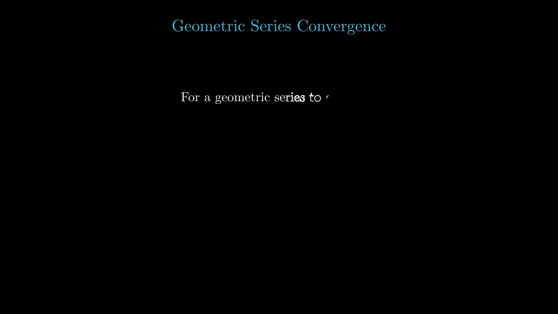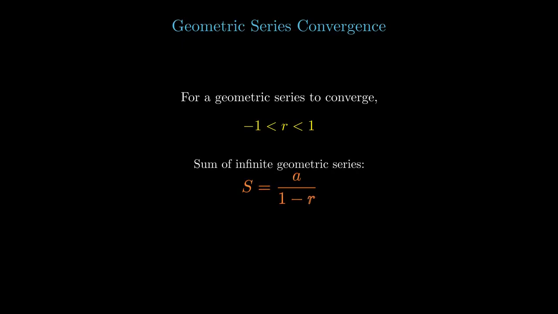What's the sum of the series 1, 1/2, 1/4, 1/8, and so on? The first term is 1, and the common ratio is 1/2. Plug it into the formula, 1 over 1 minus 1/2. That equals 1 over 1/2, which gives us 2.